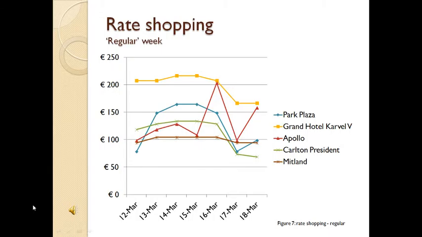On the second chart, there are the rates from the so-called normal business week, 12th until the 18th of March. Generally, the prices are lower than the event week. This, of course, is also easily explained because there is no such big event to cause any fluctuations in demand. There is no noticeable difference in rates during week 2 except the night of the 16th for Apollo Hotel. This is explained by the event called White Lies taking place close to the property.